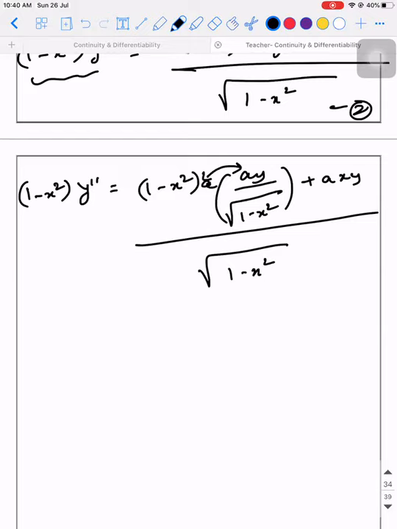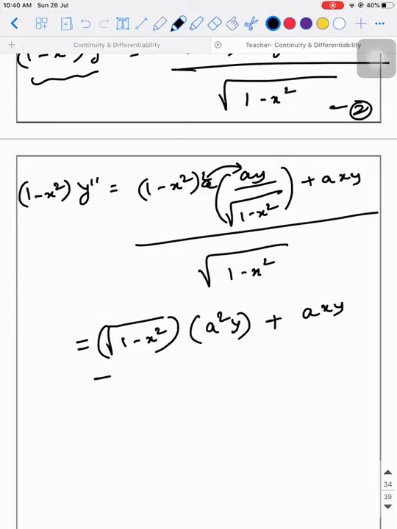See, what will happen is a into a is a square. 1 minus x square divided by root of 1 minus x square is root of 1 minus x square, into a square into y plus axy, the whole divided by root of 1 minus x square. Did you guys understand what I did?